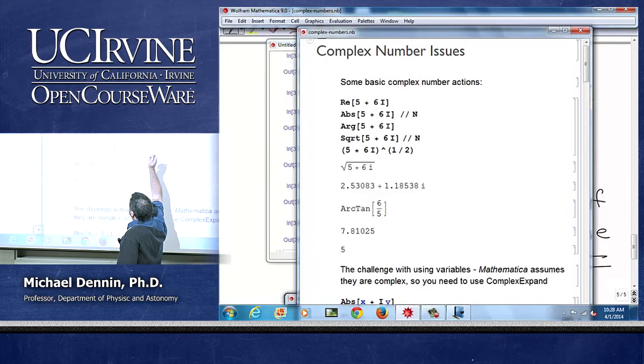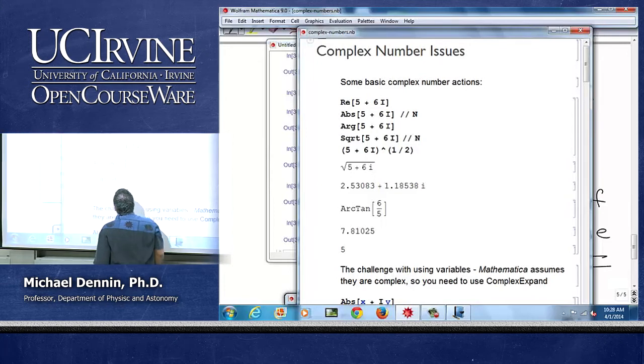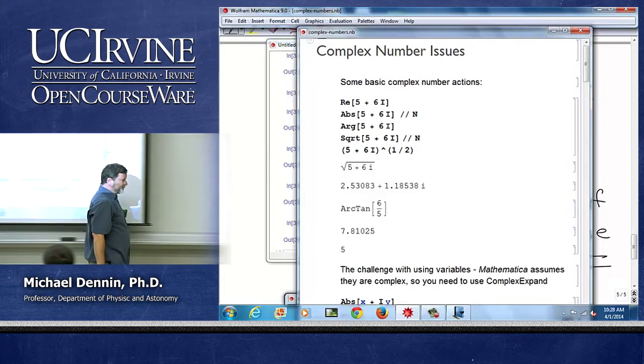I can do the square root numerically, and it just takes the square root of each part. So notice the square root is giving me basically the first square root. And we'll talk about that later a little bit when we do more with complex numbers, right? Because you can get more than one square root, obviously. It only gives you one, so you have to be careful of that if you want the other roots. And then it can do it just symbolically, the square root of 5 plus 6i.